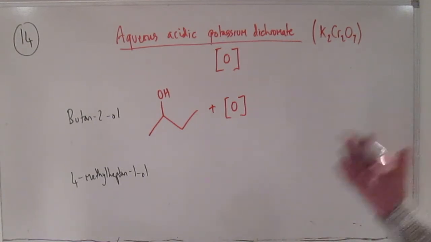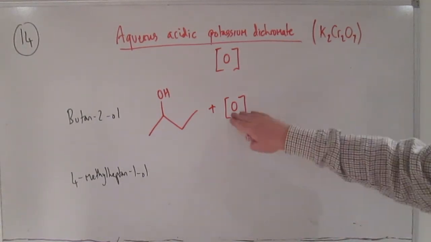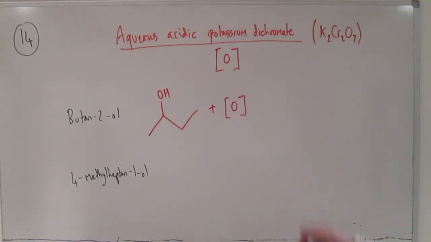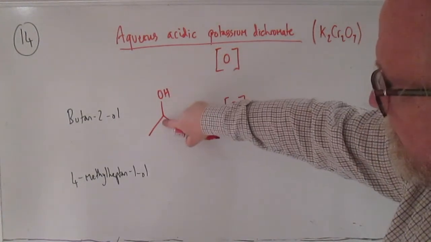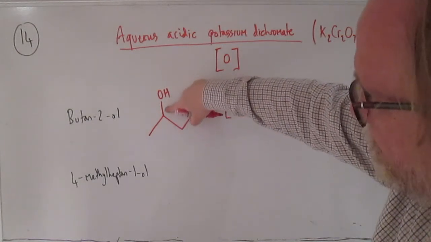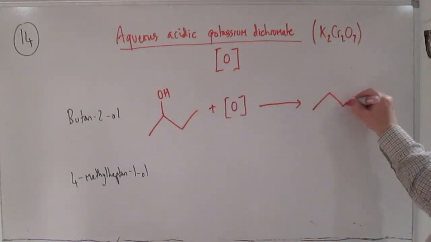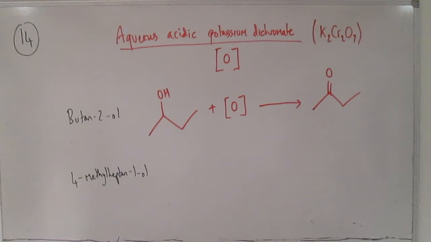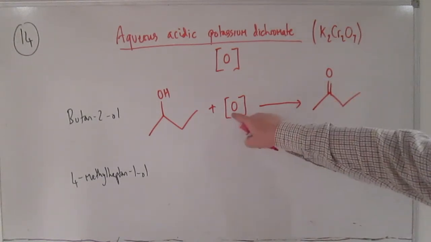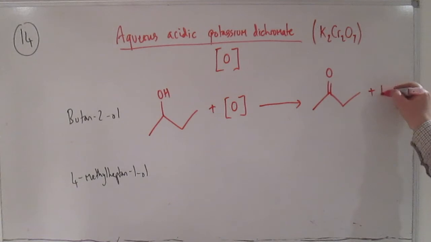I tend to call it magic oxygen. Don't call it that in an exam, but it's just a convenient way of remembering that symbol as a magic oxygen. So you've got to take away the hydrogen from here, you've got to take away the hydrogen from there, and in its place you get this double bond. So in other words, you get a ketone group like that. So we're going to get butanone. And as I say, to balance up that equation, those 2 hydrogens that you've removed to make it possible to make that double bond, plus that magic oxygen, give you water as your other product.